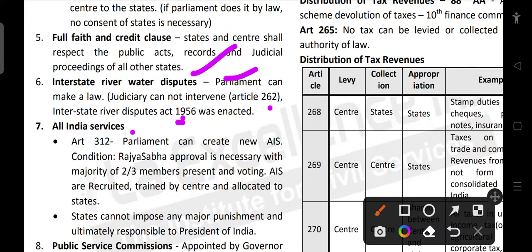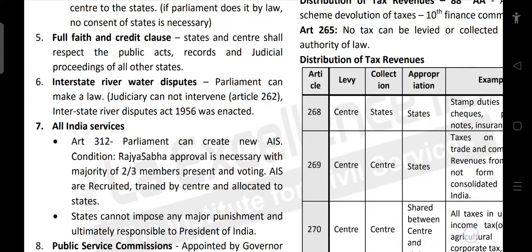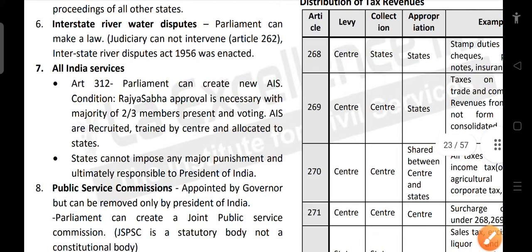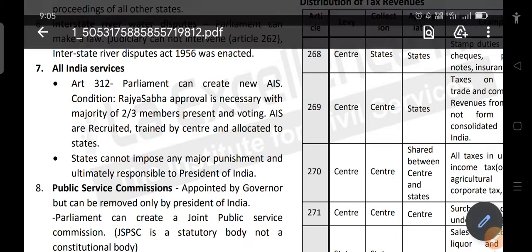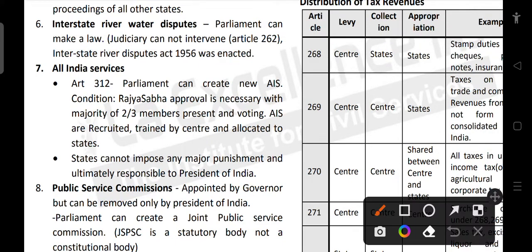Now, regarding All India Services, under Article 312, Parliament can create a new All India Service. As of now, we have 3 services: IAS, IPS and Indian Forest Service. So, Parliament can even create a new AIS. The condition is Rajya Sabha approval with a 2/3 majority present and voting. All India Services are recruited and trained by the center but allocated to the states. The state cannot impose any major punishment, and officers are ultimately responsible to the President of India.